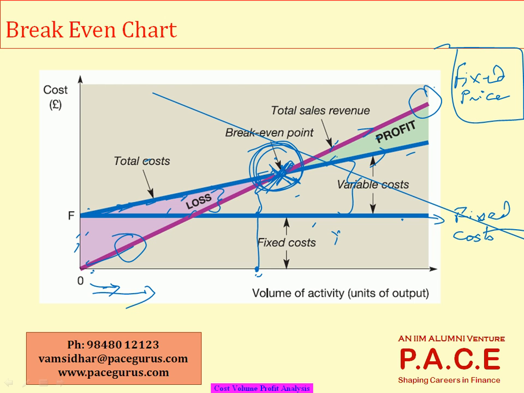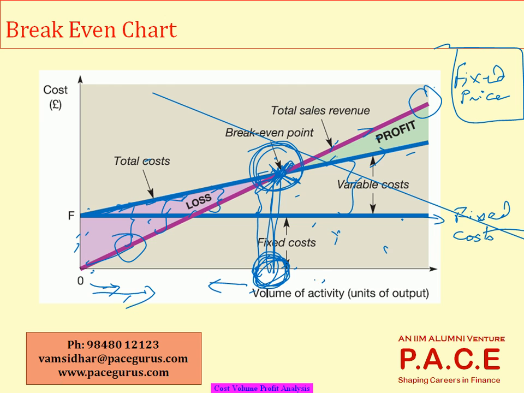What does it mean to me? If at all I have to break even, or probably enter into a no profit, no loss scenario, I need to produce and sell at least this many units. So if I am producing any number of units below this, I will encounter a loss whose amount is equivalent to the vertical distance between my total cost line and the total revenue line.